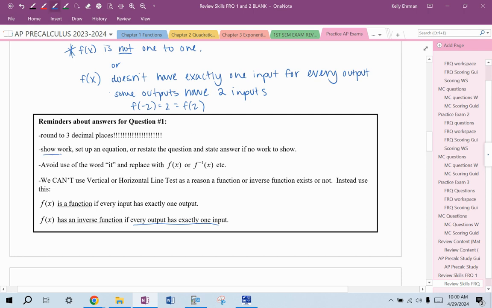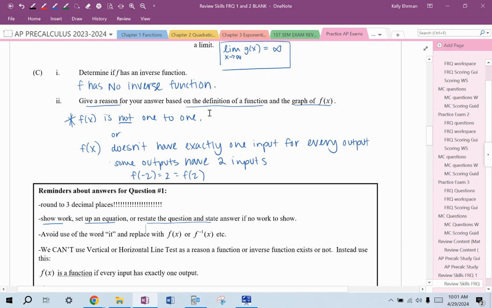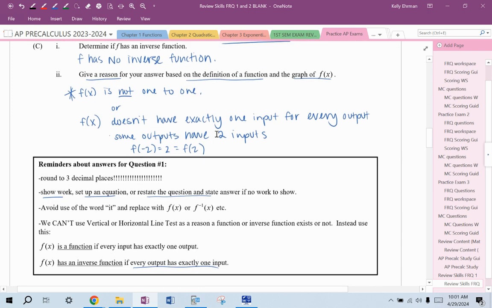Show work. Especially if the problem says, show the computations that lead to your answer. If you don't show any work, you're not getting credit for it. If there's no work to show, just restate the question, write a sentence, make it look nice. Avoid the word it to replace f of x and f inverse. So do not say it's not one-to-one or it doesn't have one input for every output. If you just say it, we don't know if you're talking about f of x or f inverse, and they won't give you the point for that.